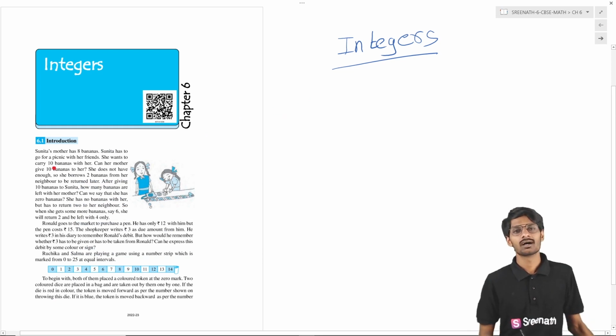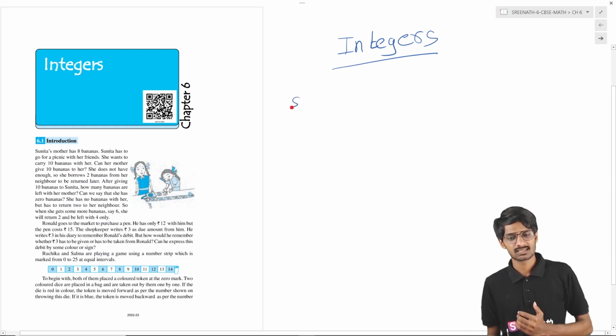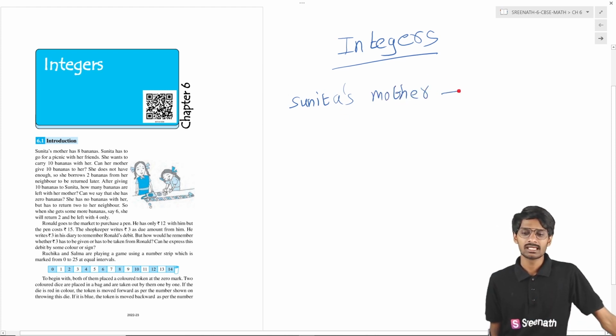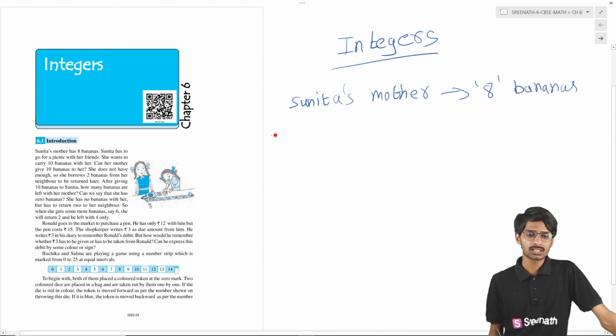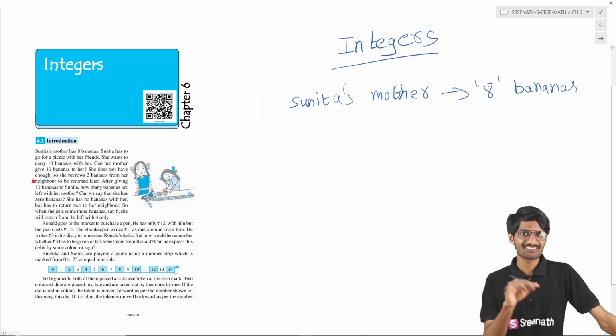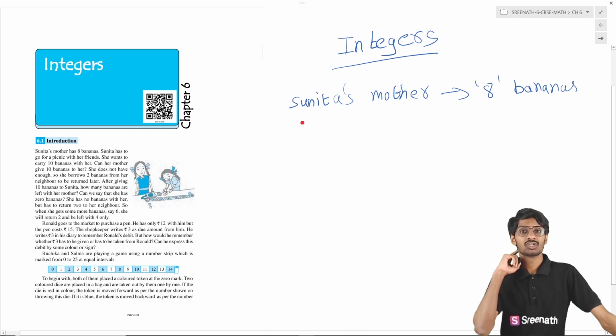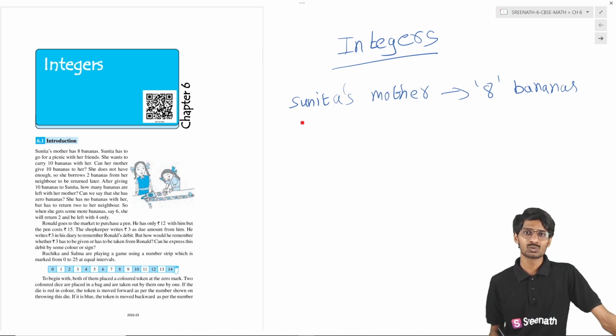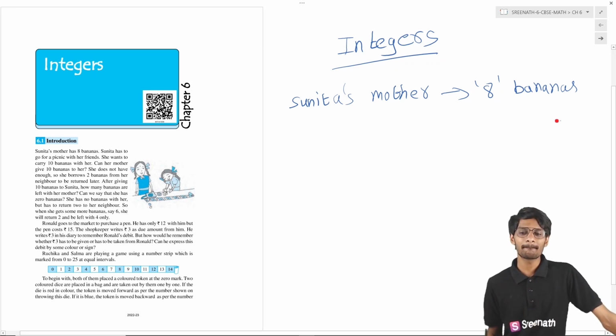Basically, Sunita has a mother. Sunita's mother has 8 bananas. But Sunita is going to a picnic with her friends. Like you sometimes go for a picnic with your friends, or go to play some games, like that Sunita is going with her friends to a picnic.